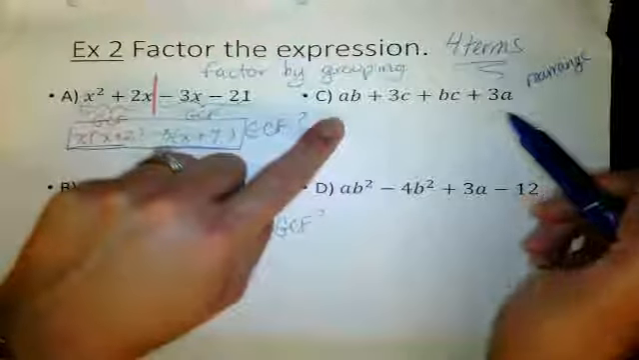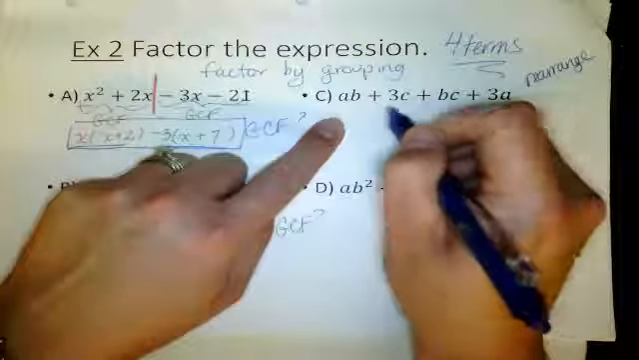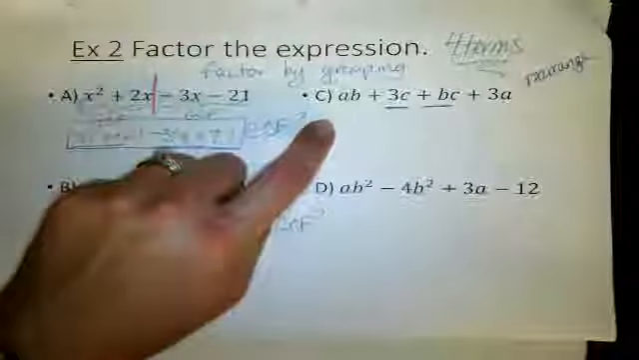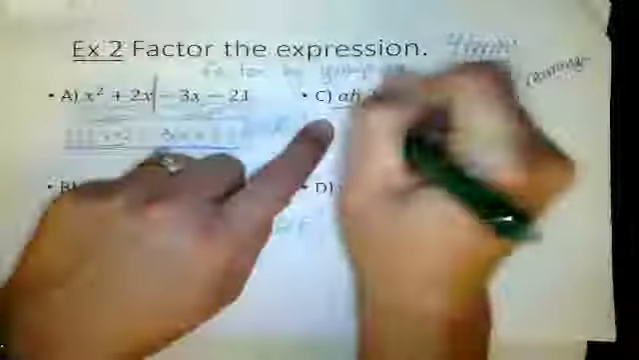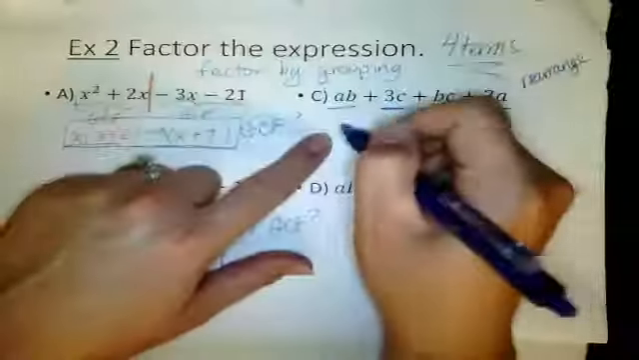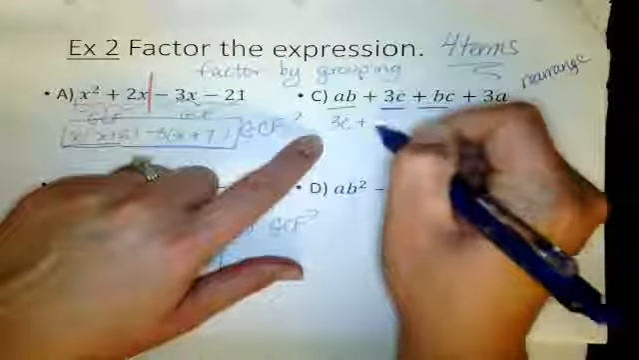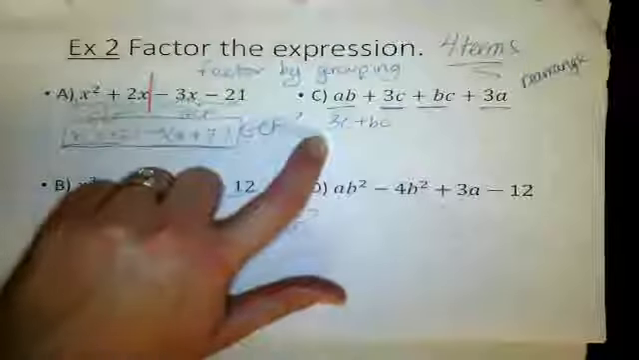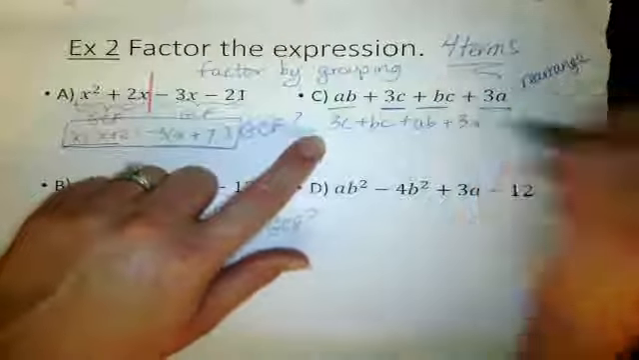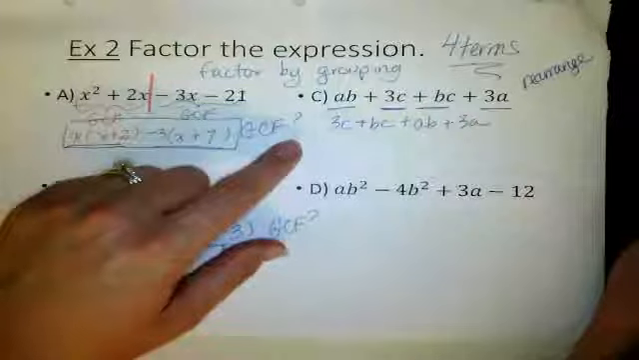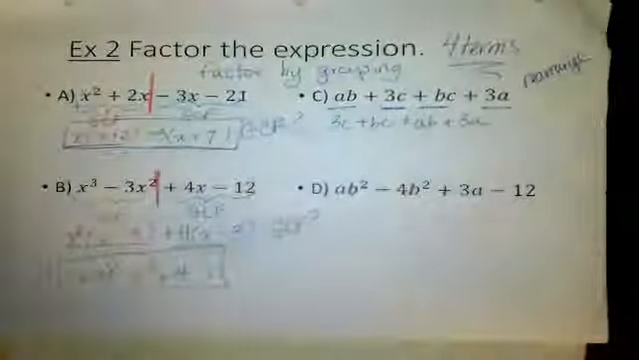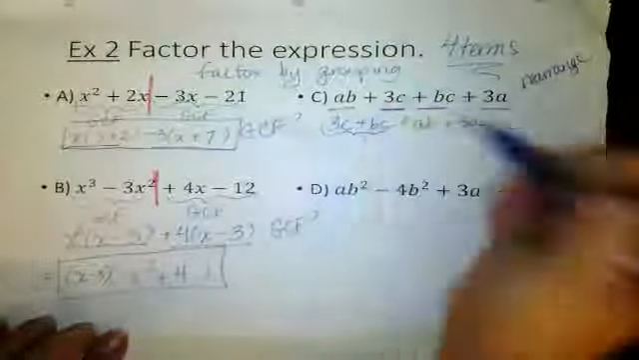What'd you say, Adrian? Okay, so Adrian says the middle terms and then the outer terms, like that. Okay, so let's do that. I'm gonna rearrange 3c plus bc plus ab plus 3a. Okay. So now we did a little rearranging.